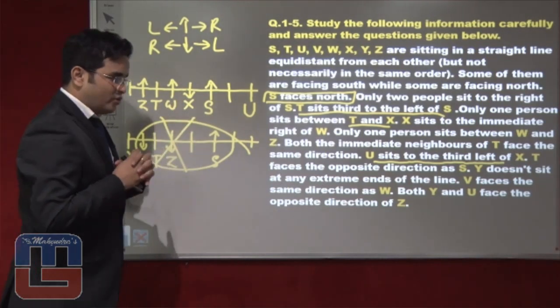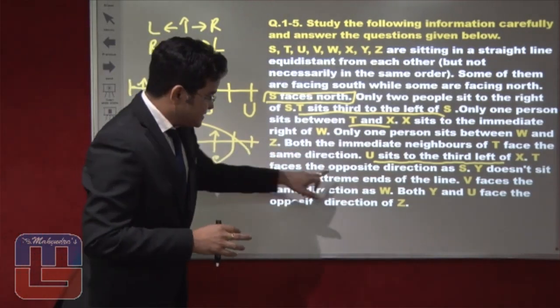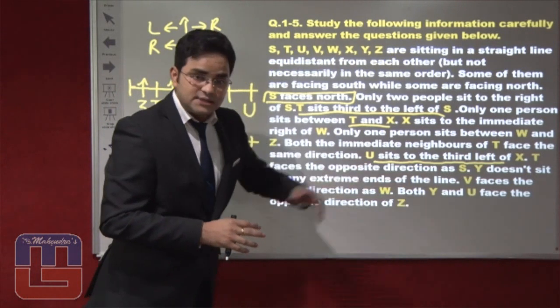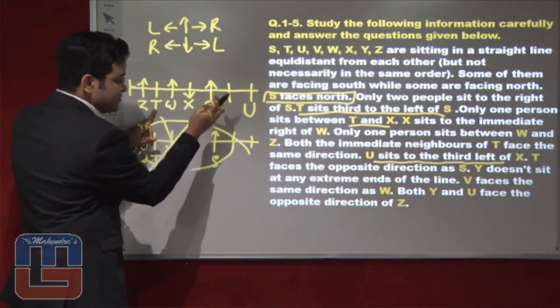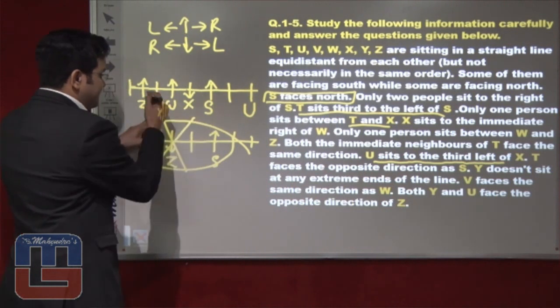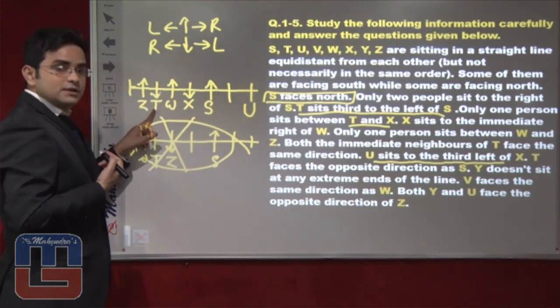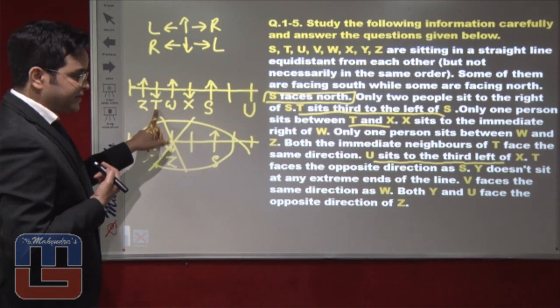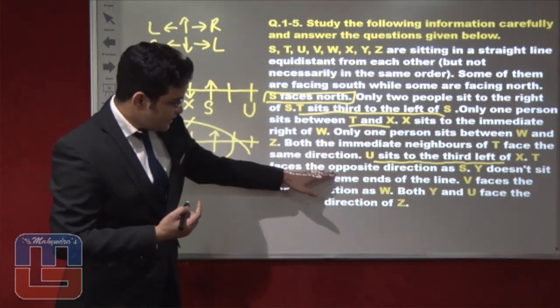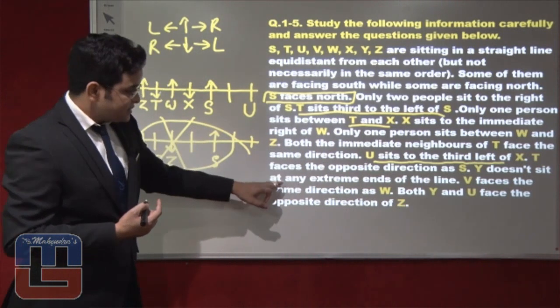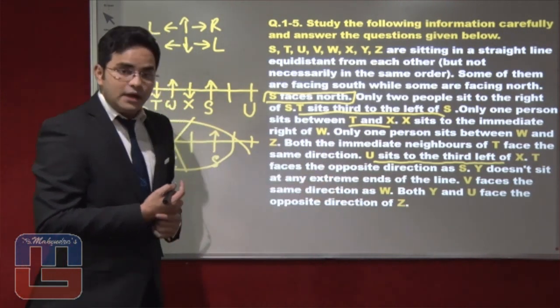Now read out the next statement. What is it saying? T faces the opposite direction as S. Means what? T is facing the opposite direction as S. So here we can see that S is facing towards north. It means T is facing the reverse of that, south. South direction T is facing. Next one. It says Y does not sit at any extreme end of the line.